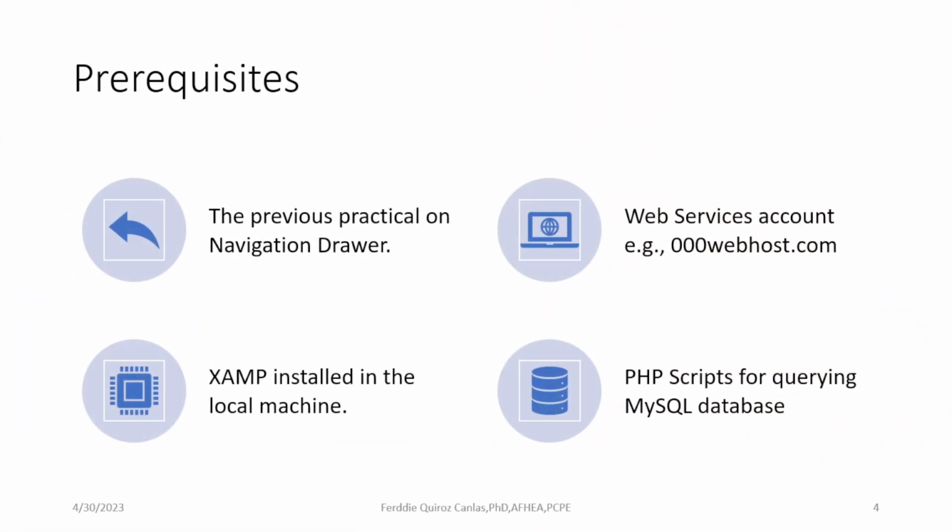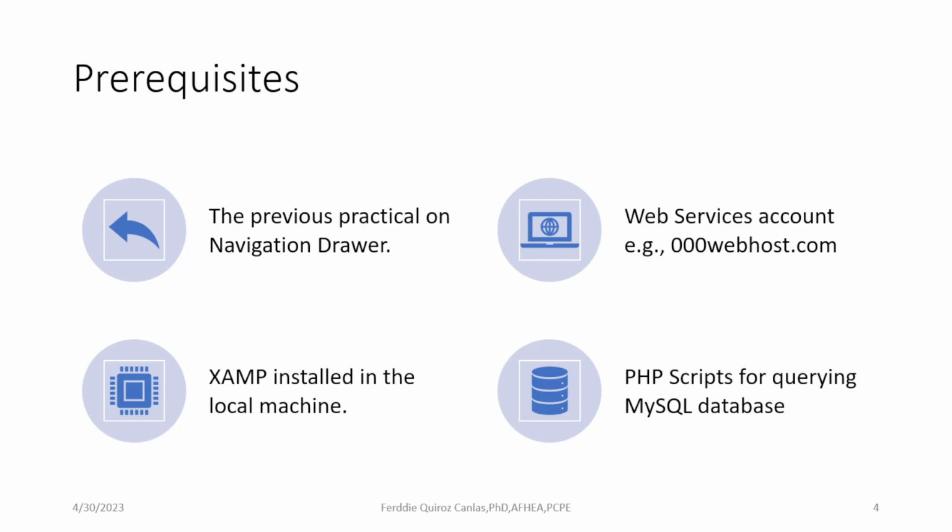Now, for you to be able to do this practical, we have some prerequisites to meet. First, you should have your previous practical on navigation drawer. If you don't have it, this manual provides the link where you can download the previous practical. And you will need a web service account. Let's say, for example, you should create your account in 00webhost.com.